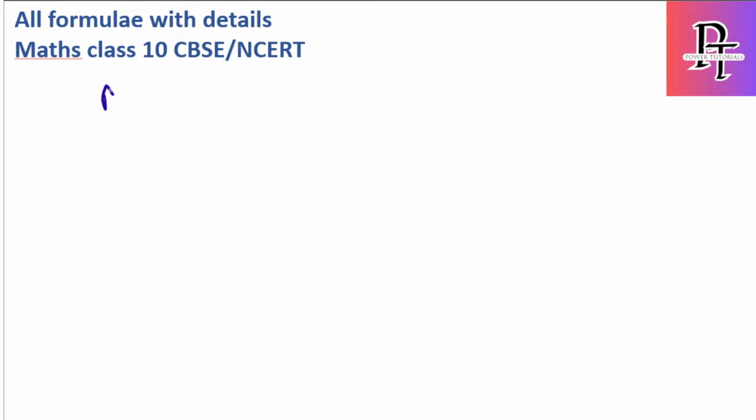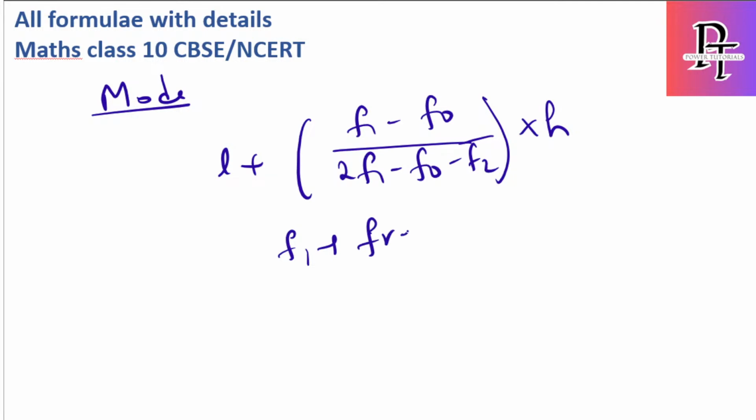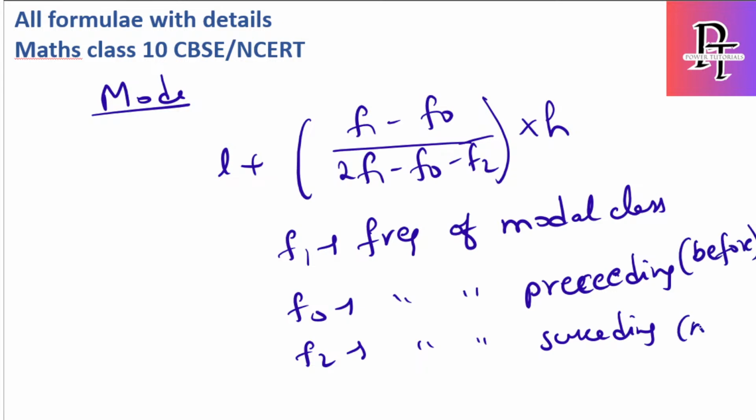Then we have the mode formula. The mode formula is L plus (f1 minus f0) by (2f1 minus f0 minus f2) into h, where f1 is the frequency of the modal class, f0 is the frequency of the preceding class, preceding means before value, whereas f2 is the frequency of the succeeding class, succeeding means next value or below value.